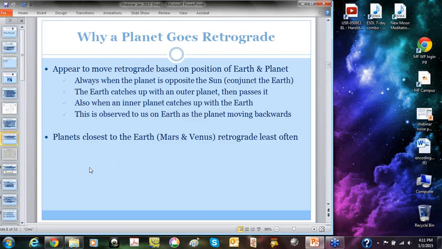This happens when the retrograde outer planet is opposite the Sun and therefore conjunct the Earth. As the Earth moves faster than the outer planet, it catches up and overtakes the outer planet in their respective orbits. Planets closest to Earth go retrograde the least often because their orbits are closer to that of the Earth's one-year orbit. Venus and Mercury retrograde motion is a little bit different because they're inside Earth's orbit.